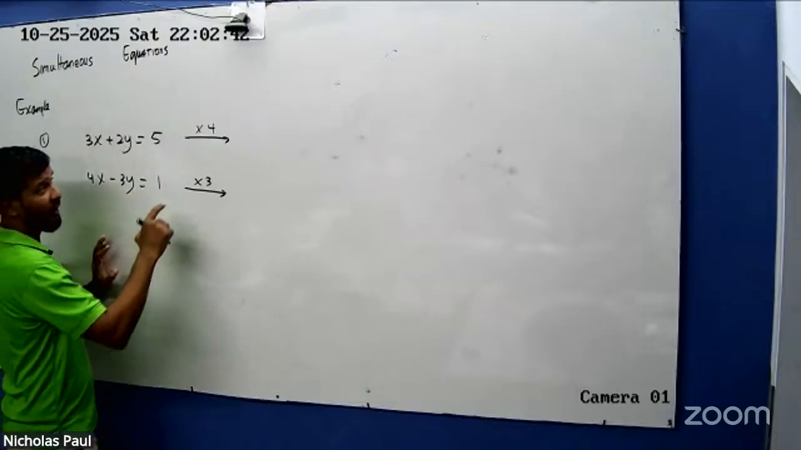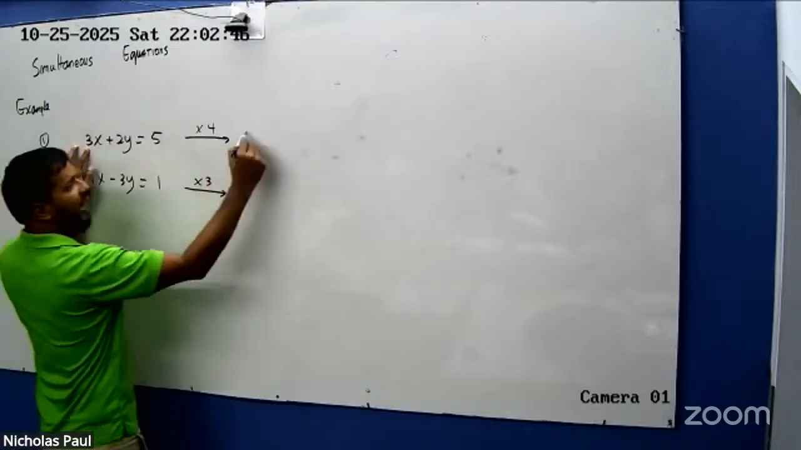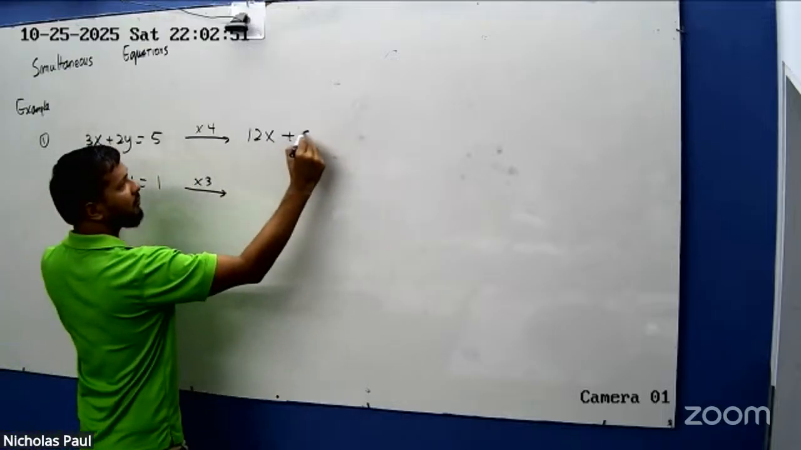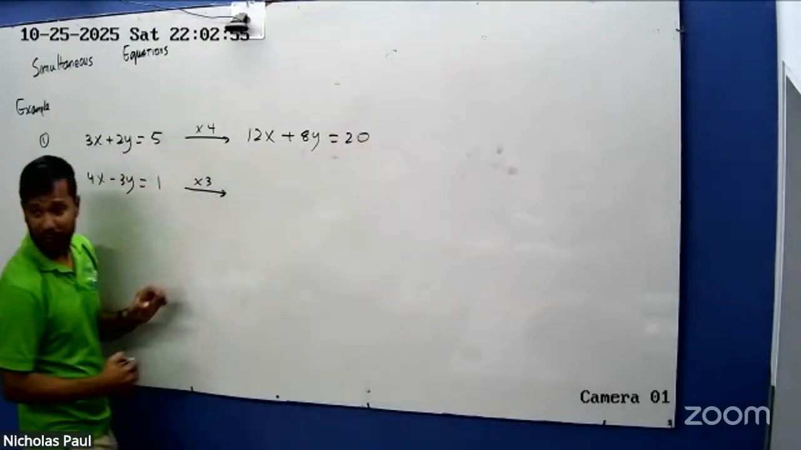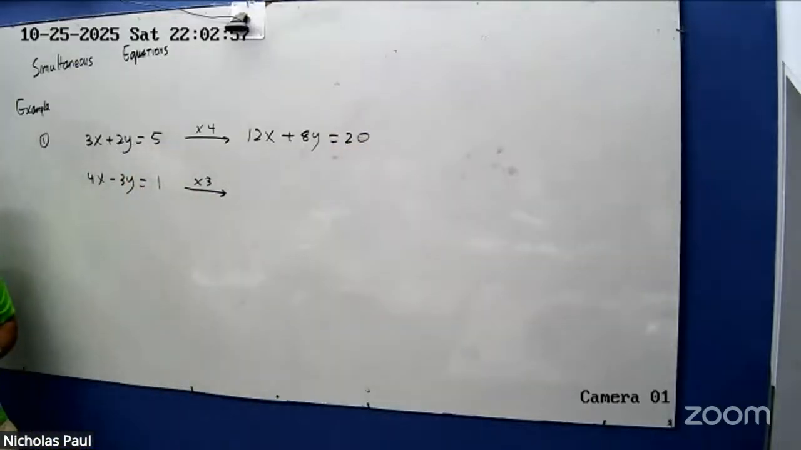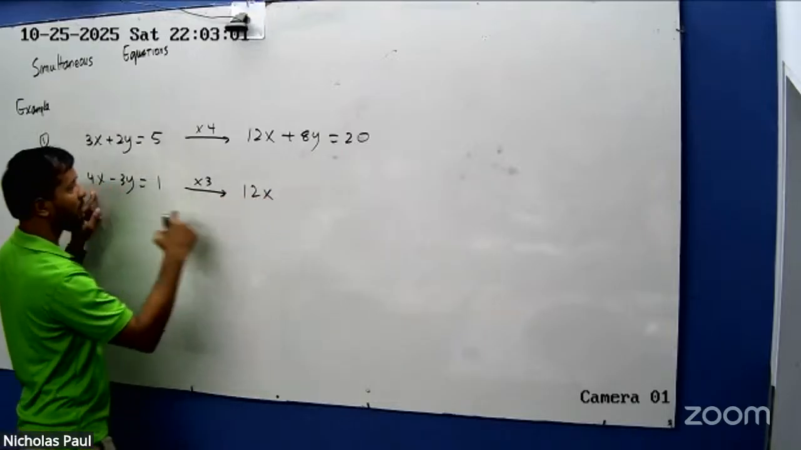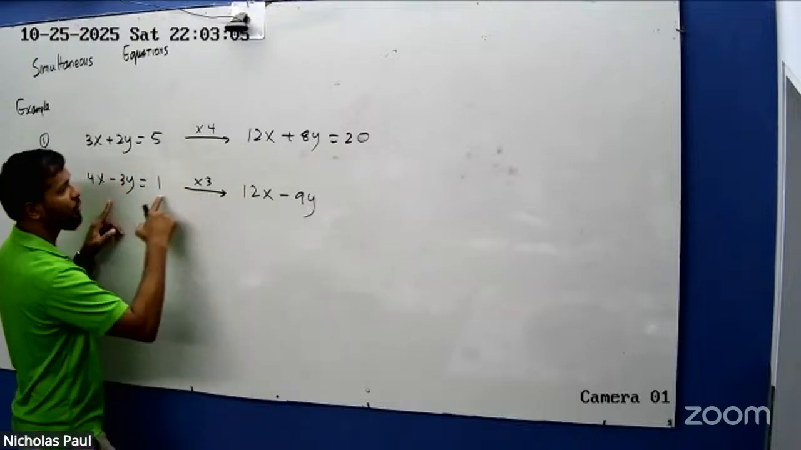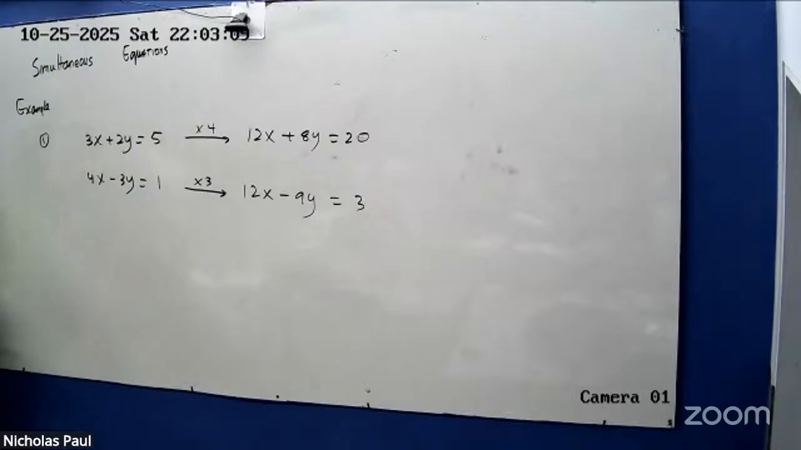Here's the important step. You're multiplying every single value by 4. 4 by 3x, 4 by 2y, 4 by 5, 20. Everybody okay? Next, 3 by 4x, 3 by 3y, 3 by 1. That's okay?